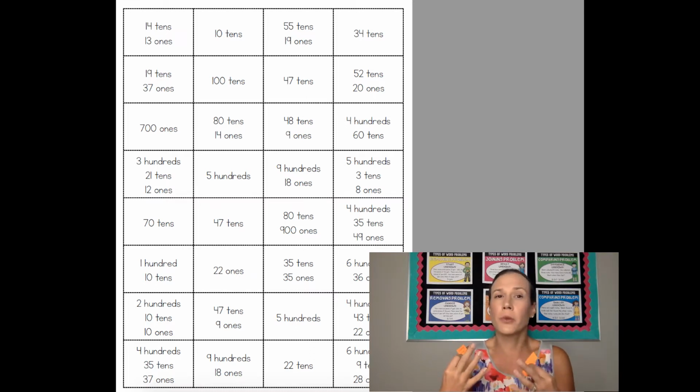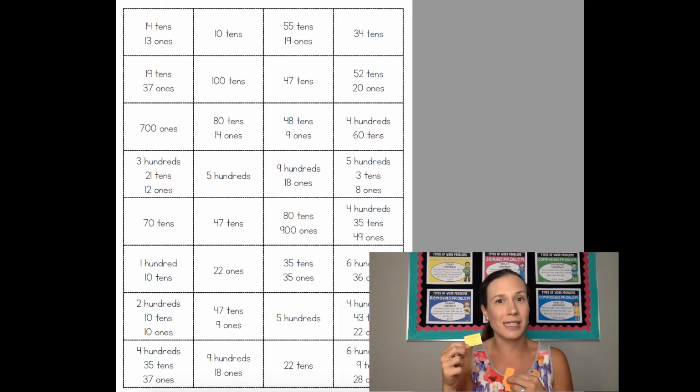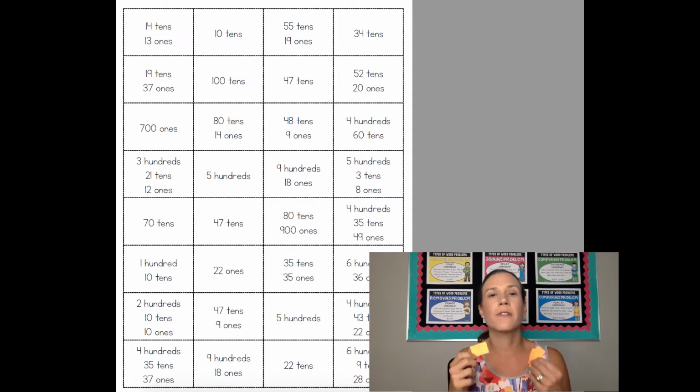But there's going to be regrouping involved in this. 6 hundreds, 9 tens, 28 ones. So there's definitely a more rigorous element to this than just a traditional place value war. But it's a very valuable game.